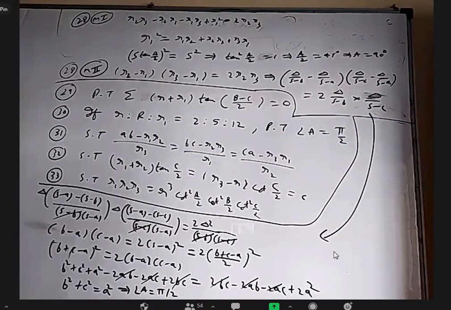I think for question 29, if you use this 4R sin A by 2, sin B by 2, sin C by 2, it will come easily only.